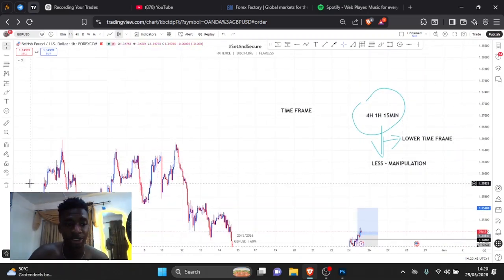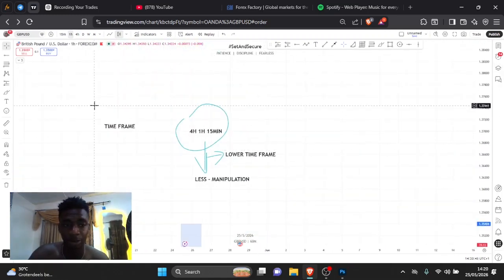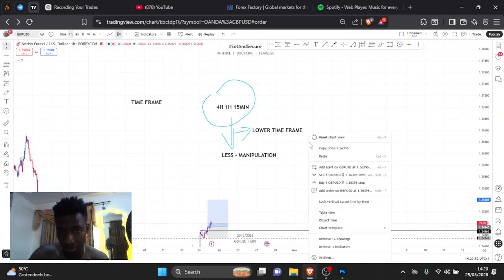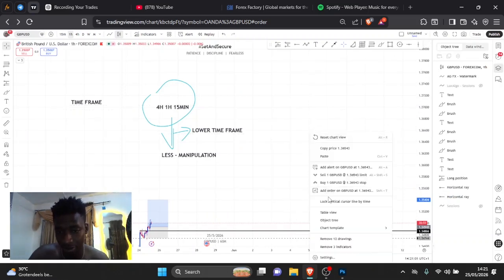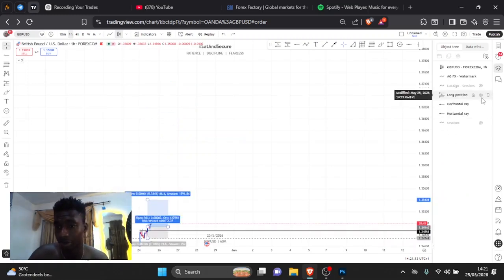Now, structure is one thing I see people don't really take serious, and I do tell people that you should always take structure serious. Always make sure you take structure serious.